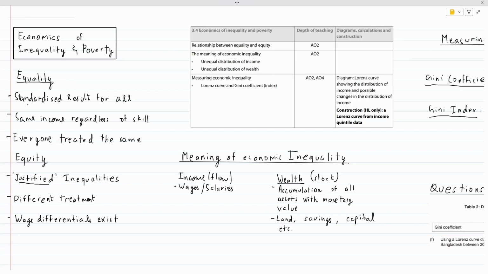Again, equality deals with a standardized result, whereas equity deals with an idea of fairness.